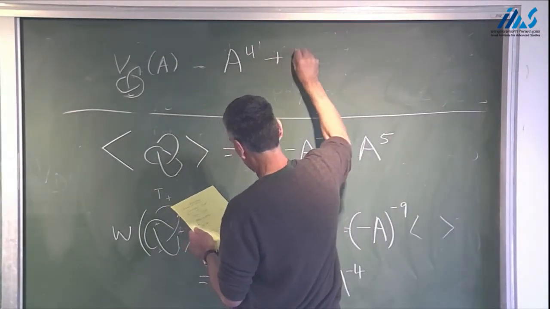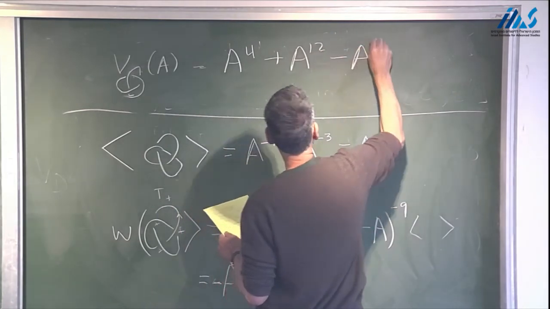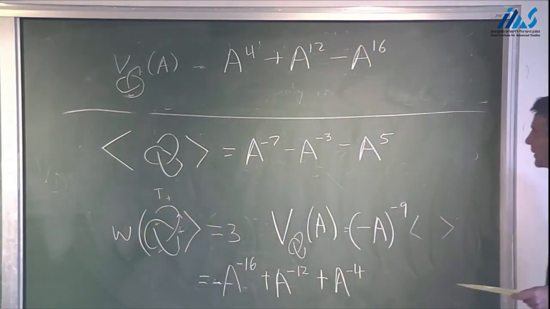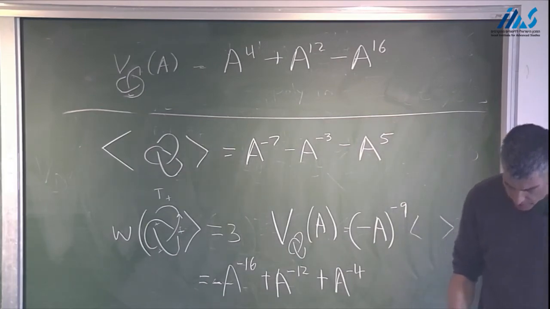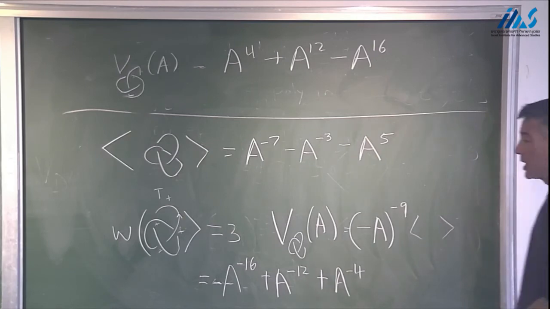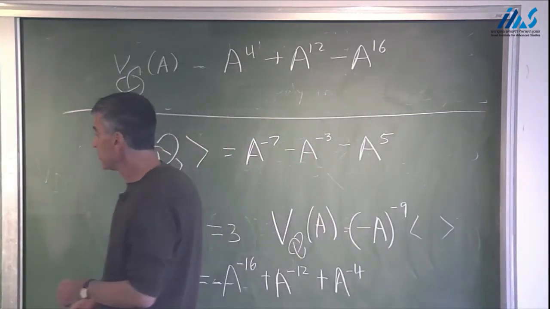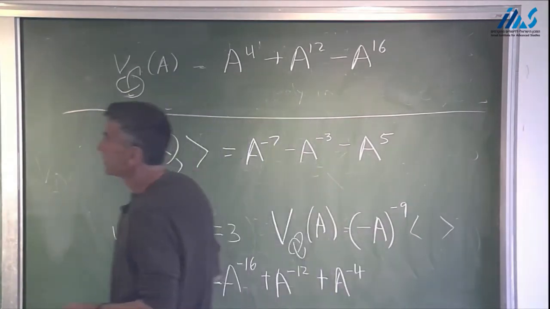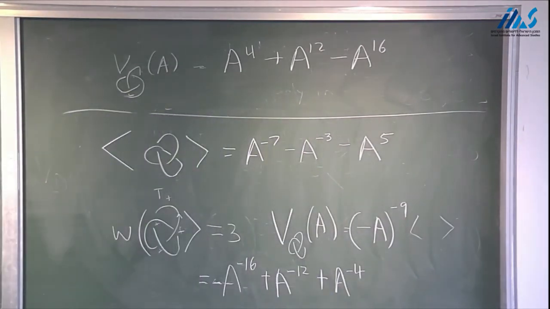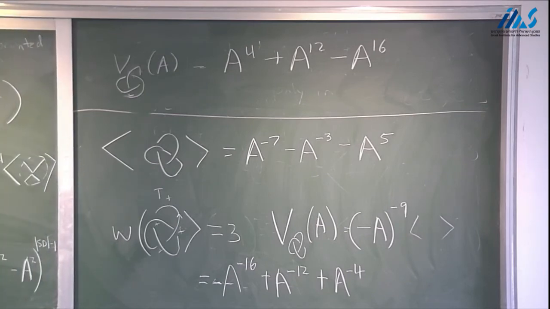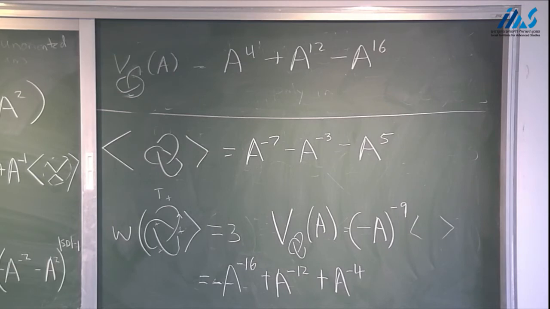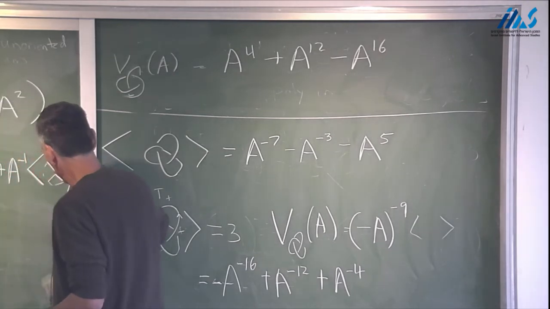Its Jones polynomial is, all the powers have had their sign changed. So that's a general fact. When you take a mirror image, the powers all change sign. Let's see why. Yeah, that's got to be the reason.